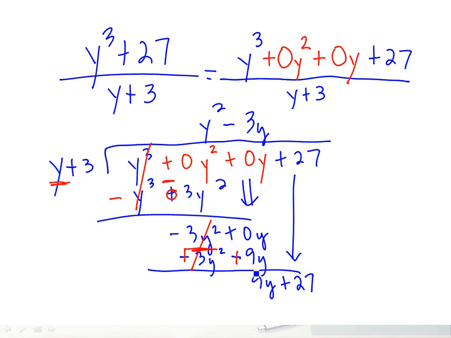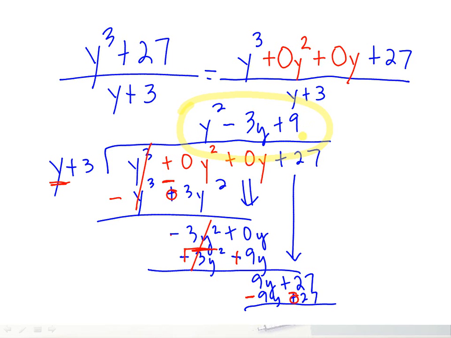Alright, y times what is 9y? Y times 9, right? So put plus 9 here. And we have 9y plus 27. Don't forget, you must change the sign, so that's minus, and that plus becomes a minus, and guess what? No remainder. Therefore, what we have here, the quotient y squared minus 3y plus 9, is the answer.